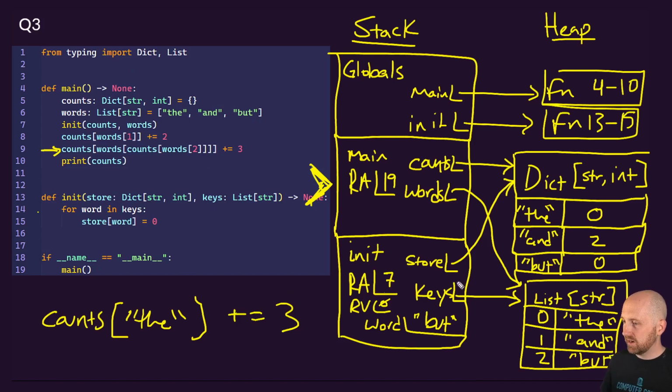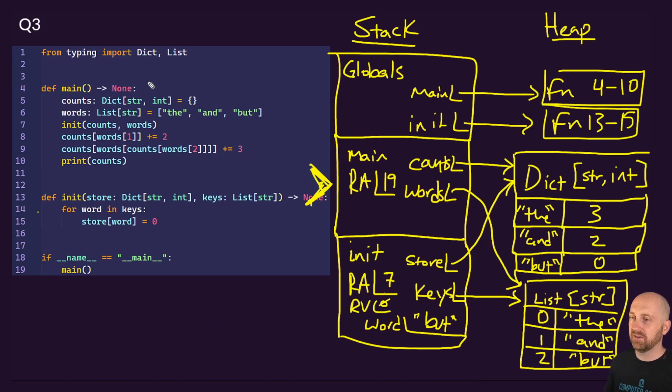So counts of the word the, counts is this dictionary, the word the key the is increased by 3. So the key the is assigned a value of 3. And that line has finally completed, right? So there are a lot of steps involved in finishing out that line. And now we print counts. So I would have an output column. This is our first bit of output. Typically, I would probably put this to the right of my heap if I were doing this on paper. But as long as we know where it is and it's clearly delineated, that's fine.